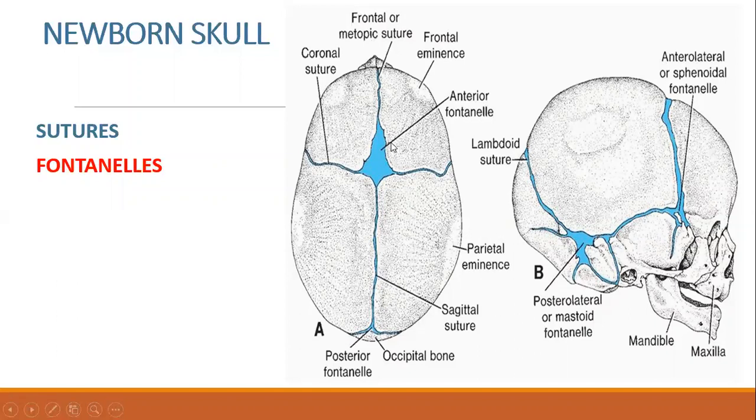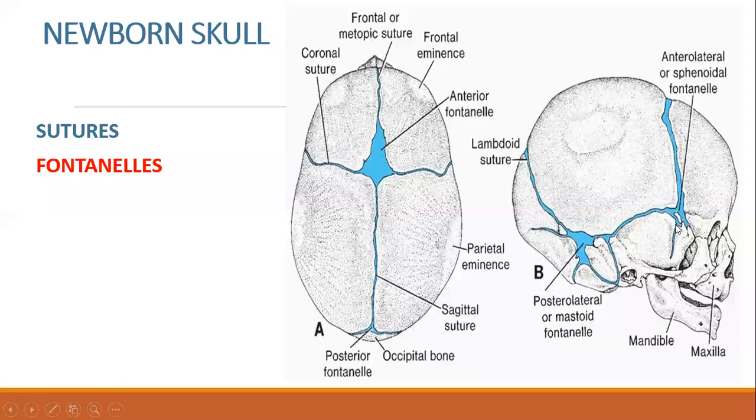So there is one anterior fontanelle. It is diamond shaped. It is located between the frontal and the parietal bones. These are two frontal bones and these are two parietal bones, and you can see this is the anterior fontanelle. It is diamond in shape. And where the two parietal bones meet the occipital bone, you have a posterior fontanelle. The posterior fontanelle is triangular in shape.